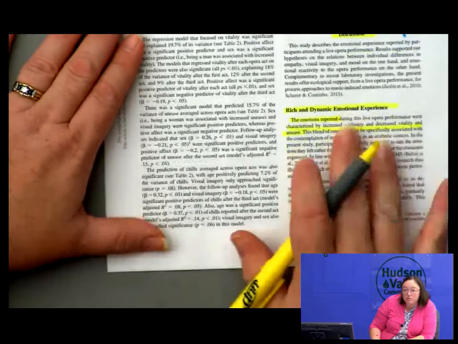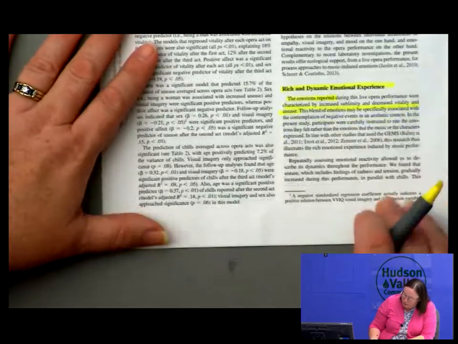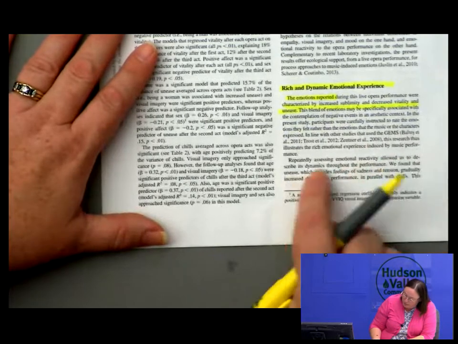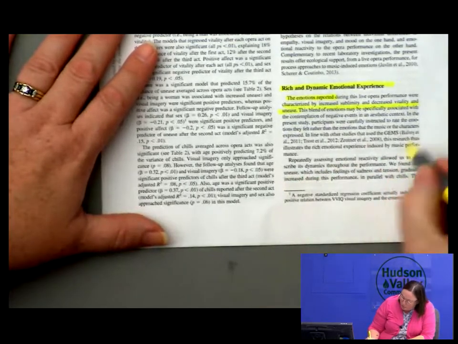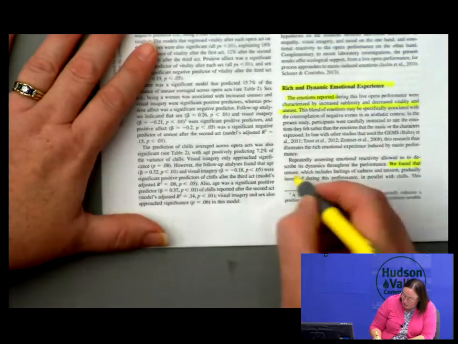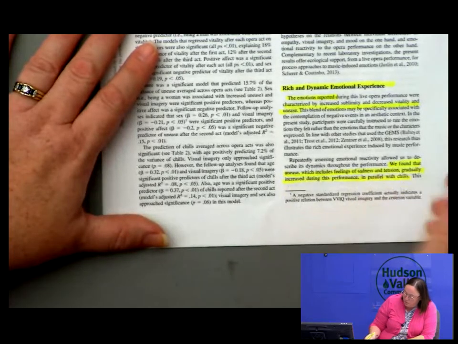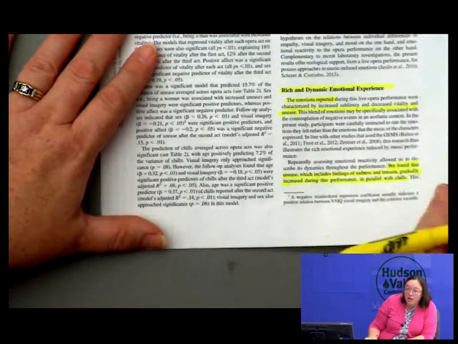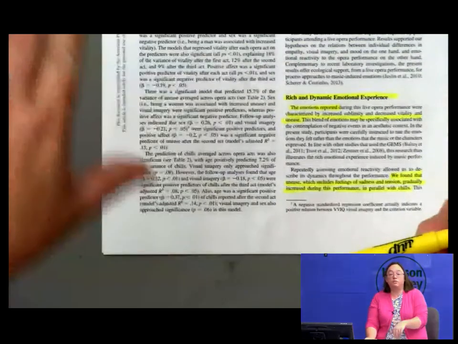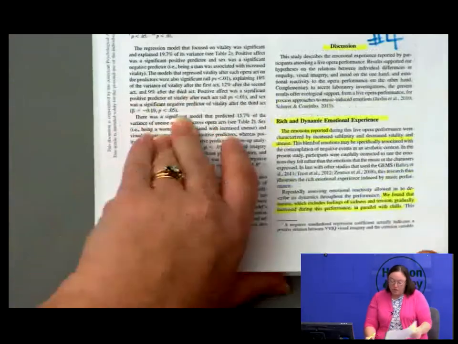So we already know here, this is a finding. Let's see. Repeatedly assessing allowed us to describe its dynamics. We found that. Here we go. We found that. That's another indication of a finding. We found that unease gradually increased during performance in parallel with the chills. And if any of you all watching this are familiar with Madame Butterfly, probably not too much of a surprise.